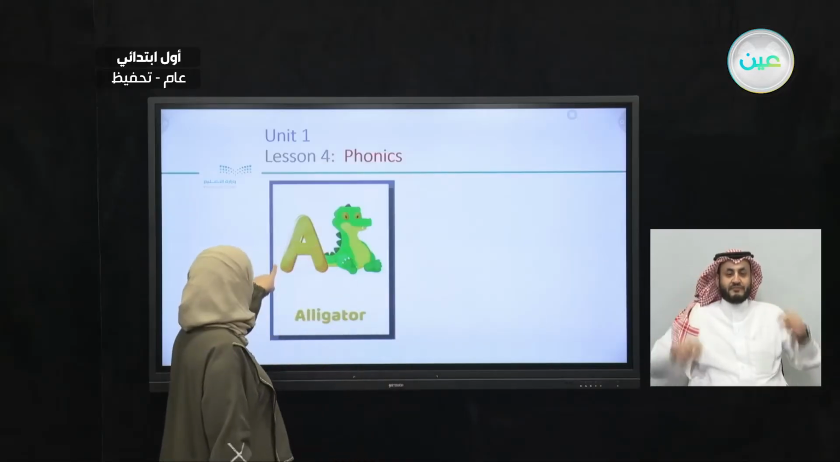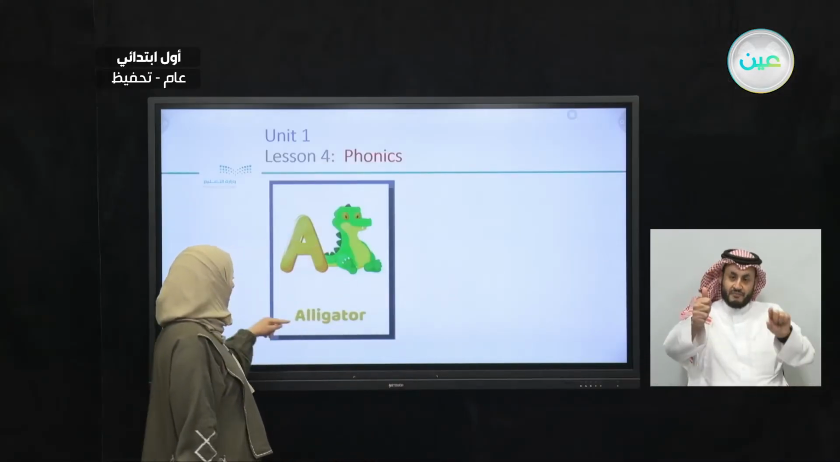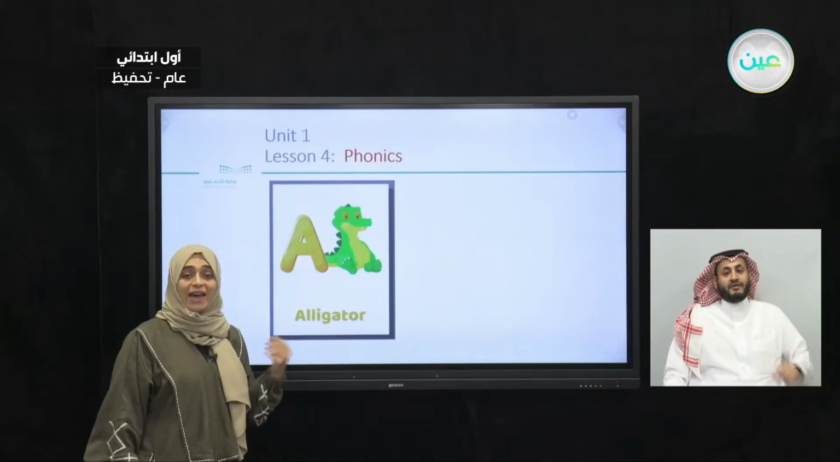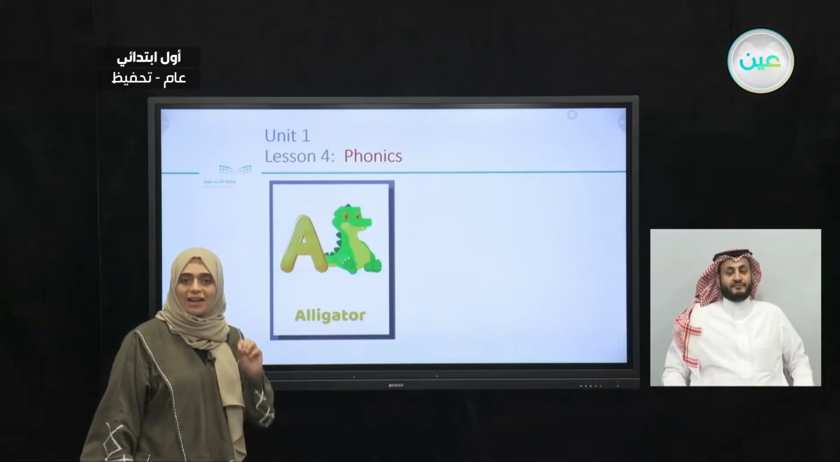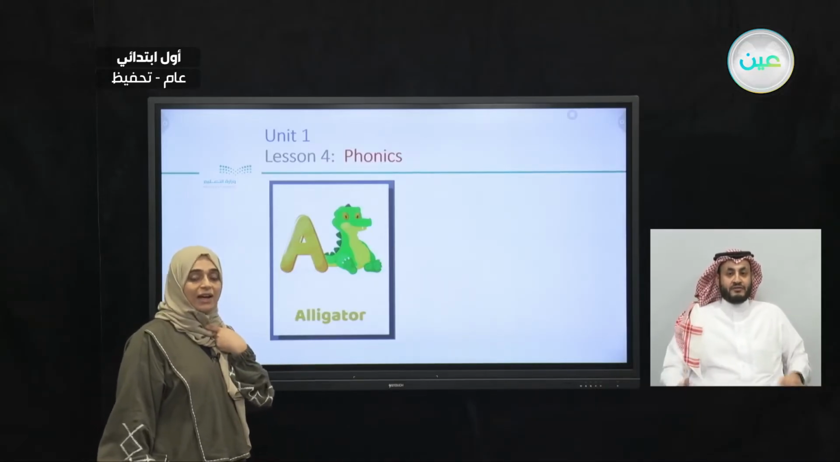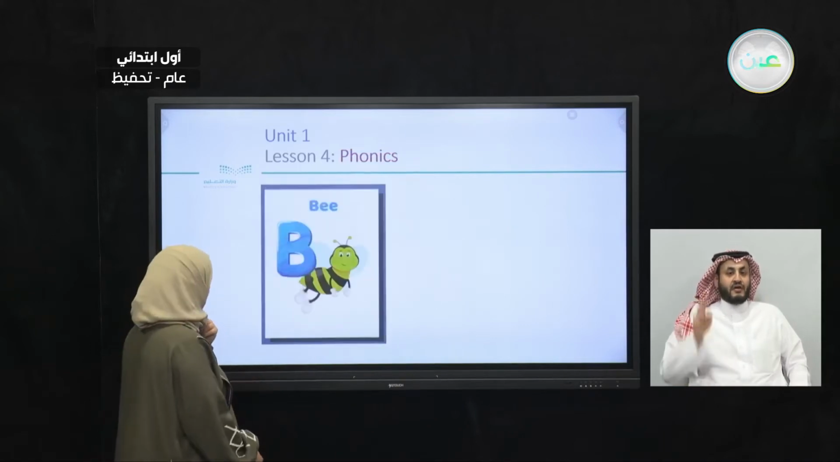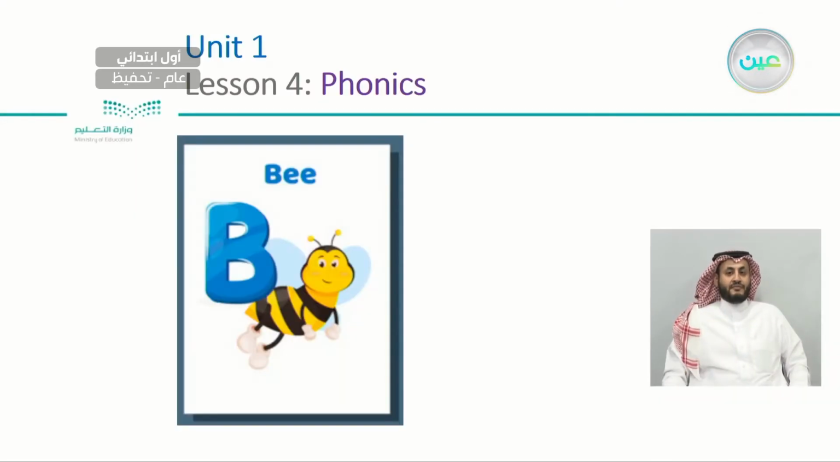This over here is the letter A. How do we pronounce this letter? A. Did I say alligator? No, I said alligator. So the A sounds like A. Alligator. Excellent.